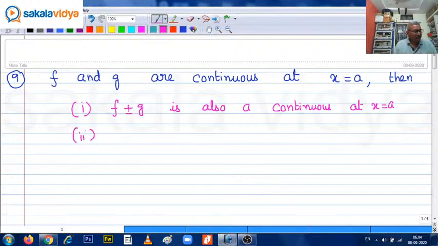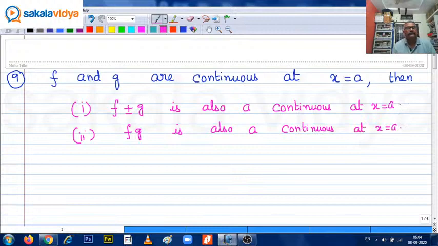Second, fg, f of x into g of x, is also continuous at x equals a. Third point, f by g is also a continuous function at x equals a.